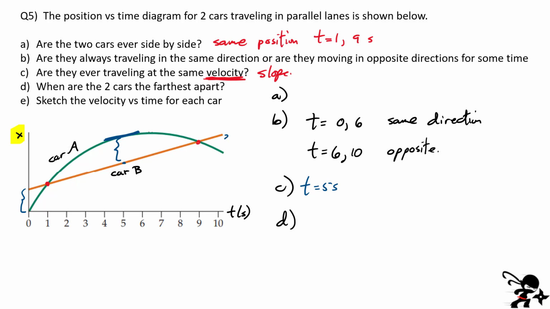And there's also some separation over here, but clearly here they're not very far apart. Here they're not very far apart. They're getting farther apart here. Let's say 5 seconds is probably close enough, given that information on the graph.